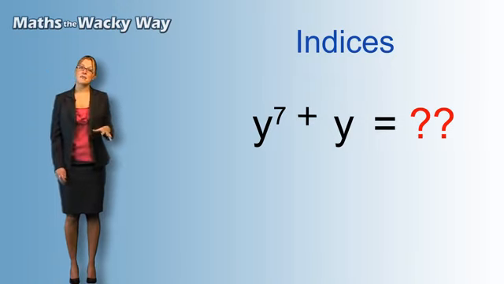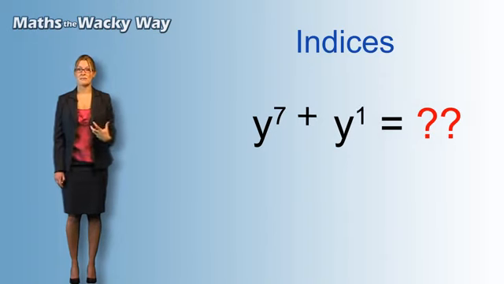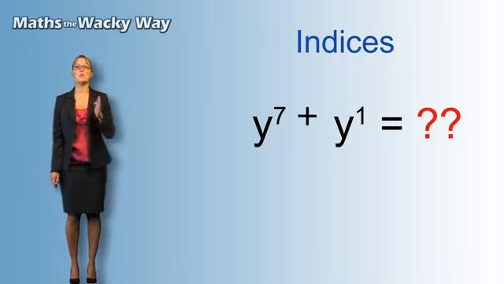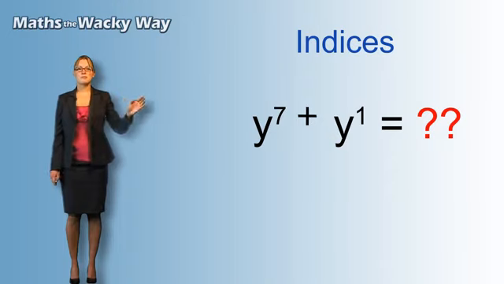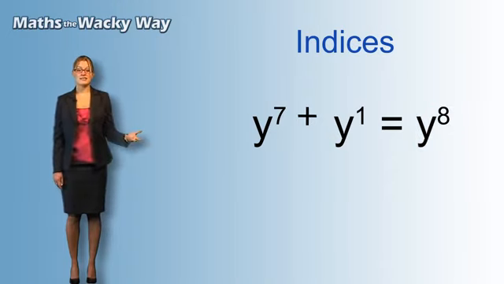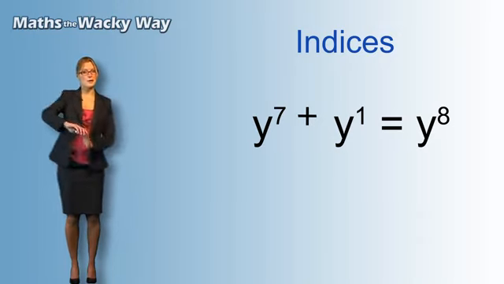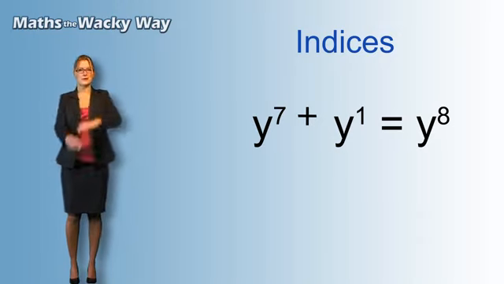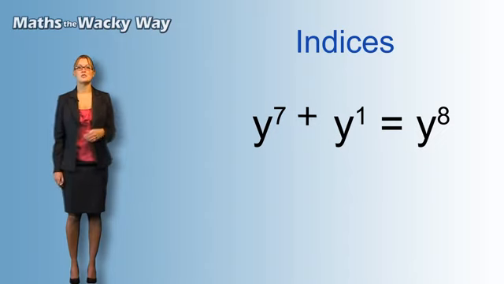What we have to be careful of is y on its own is actually y to the power of 1. It's not y to the power of 0 because then it wouldn't be there. That would just be 1. So y on its own is y to the power of 1. 7 plus 1 gives you 8. So we're doing exactly what we did before. The multiplication sign is going up in the air, it's becoming a positive, and that therefore gives us y to the power of 8. Now hopefully we're okay with that.